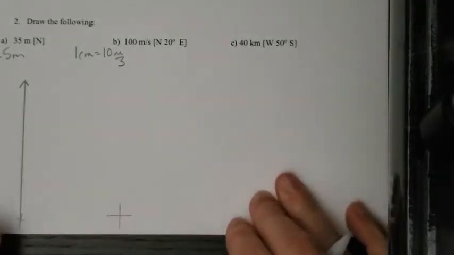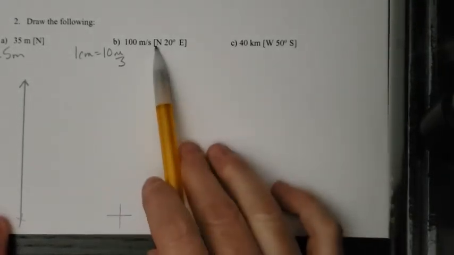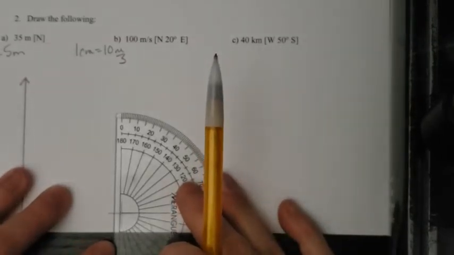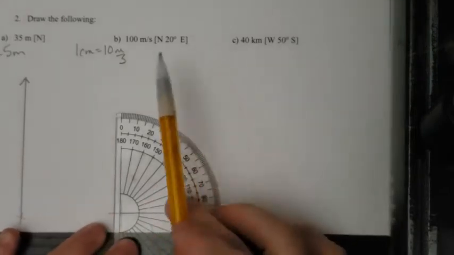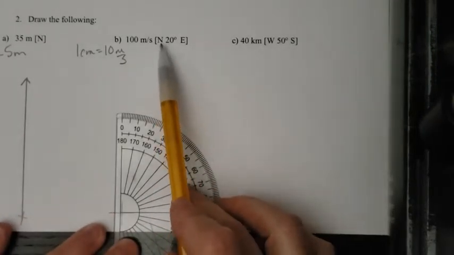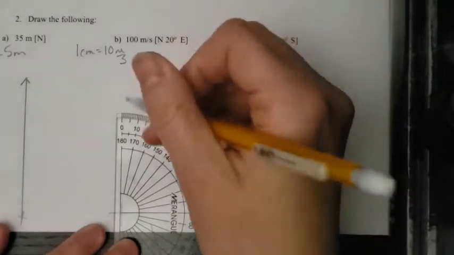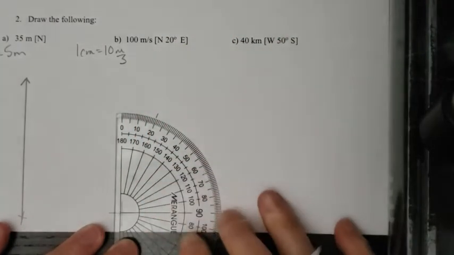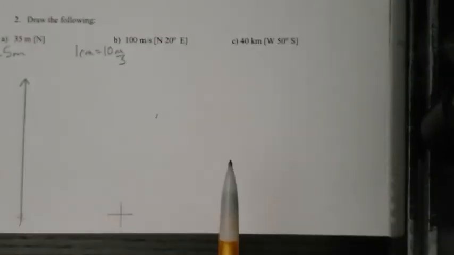Okay, my direction. My direction is north, 20 degrees towards the east. So when I put my protractor down on my little crosshairs, I want my 0 on the north, and I'm going to move 20 degrees towards the east. So you find 20 and you put a little tick. There's my little tick. And I'm going to line up this crosshair with that tick. And my line is going to be exactly 10 centimeters.